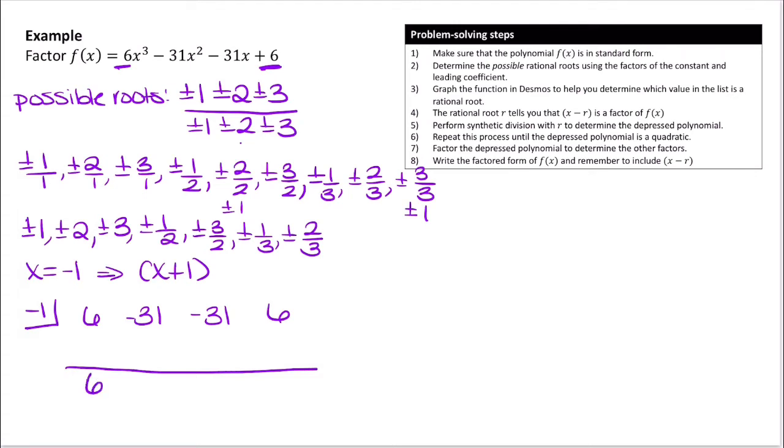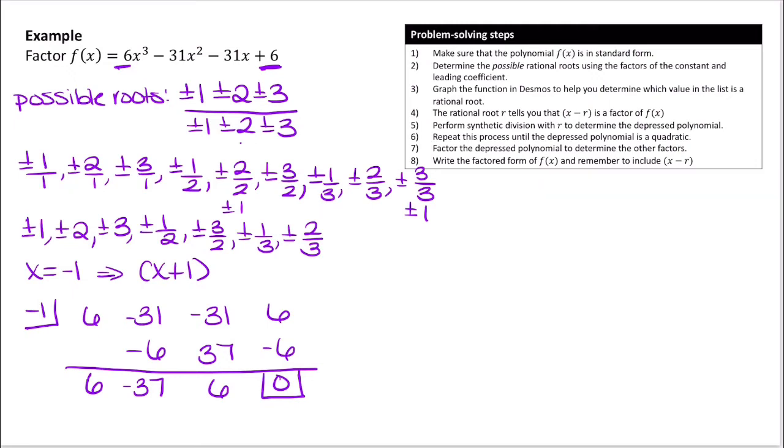So I bring down 6. 6 times -1 is -6. -31 plus -6 is -37. -1 times -37 is 37. -31 plus 37 is 6. 6 times -1 is -6, and then we have 0. Okay, so we started off with a cubic polynomial, all right?